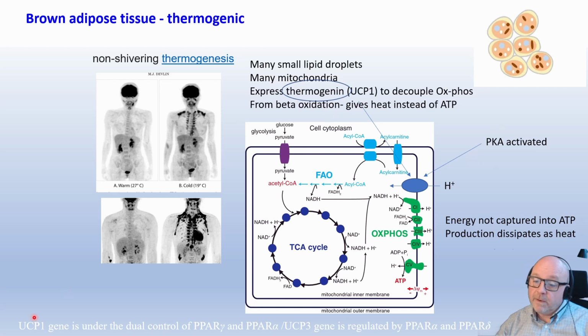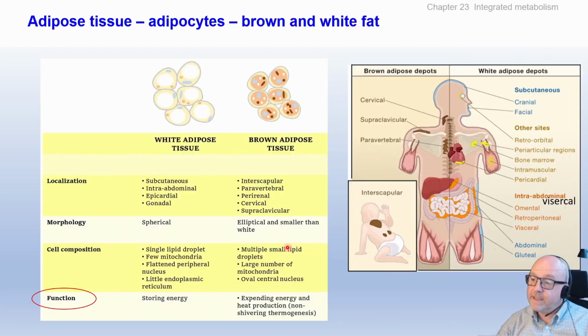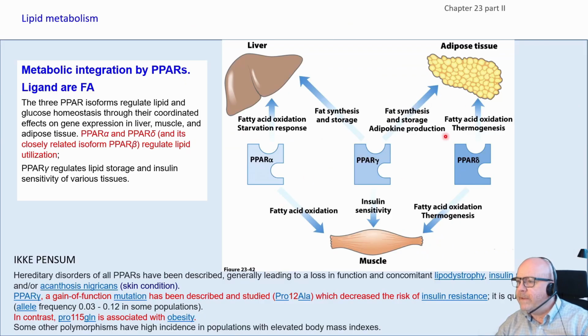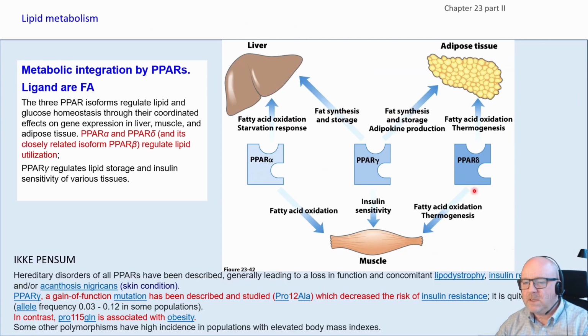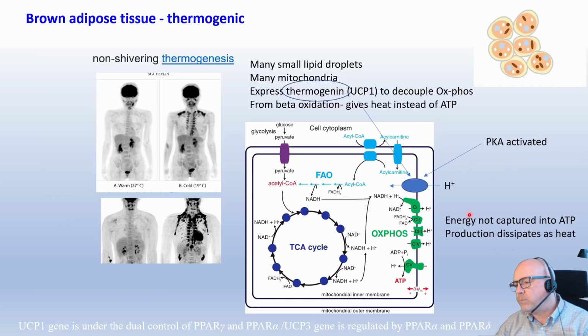I think the expression of the UCP gene is under the control of some of the PPARs, the gamma and alpha it says here, and maybe the delta. I mean, it would make sense that it was the delta because that's what it says in the slide. But when I look online, I get some different things. We don't need to know so much. Let's go with what the book says. The simplest is the delta drives the expression of UCP1 in brown adipose tissue, and then these are able to decouple the proton gradient when PKA activates.